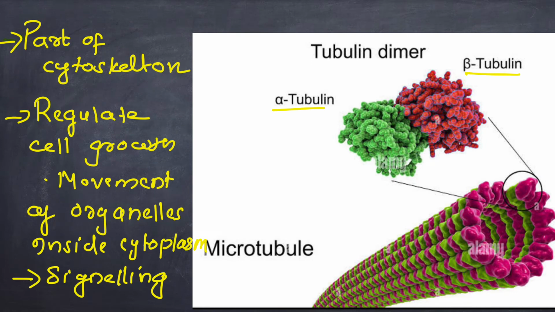This is microtubules. Microtubules are made up of subunits called alpha and beta tubulins. It forms part of the cytoskeleton. Cytoskeleton is made up of microtubules plus microfilaments plus intermediate filaments. And it regulates cell growth. And also it facilitates movement of different organelles inside cytoplasm and plays an important role in signaling.